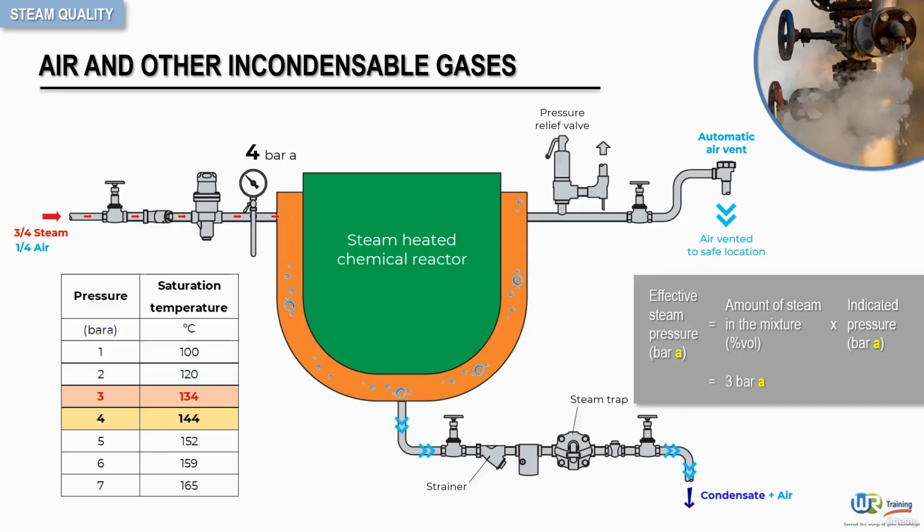Therefore, the steam only has an effective pressure of 3 bar as opposed to its apparent pressure of 4 bar. The mixture would only have a temperature of 134 degrees Celsius rather than the expected saturation temperature of 144 degrees Celsius. That's a 10 degrees Celsius difference.